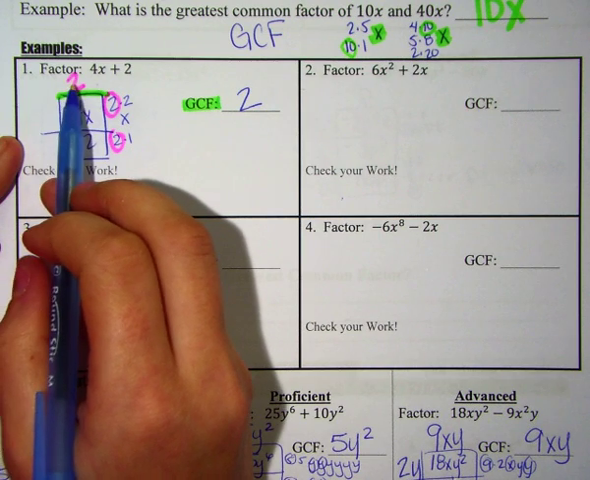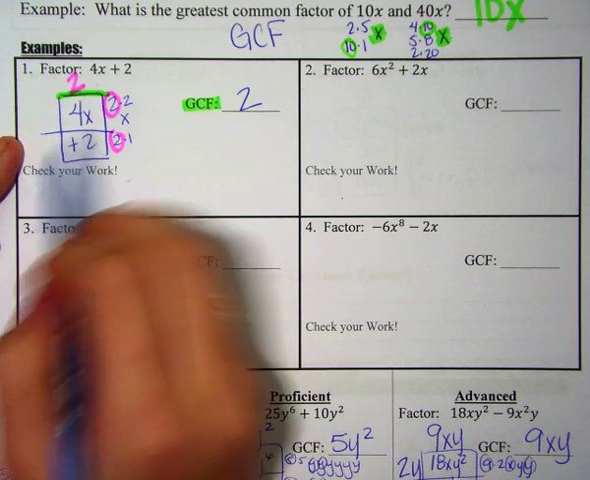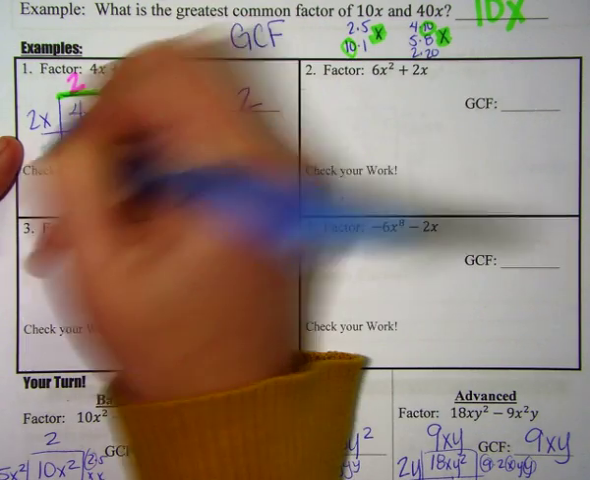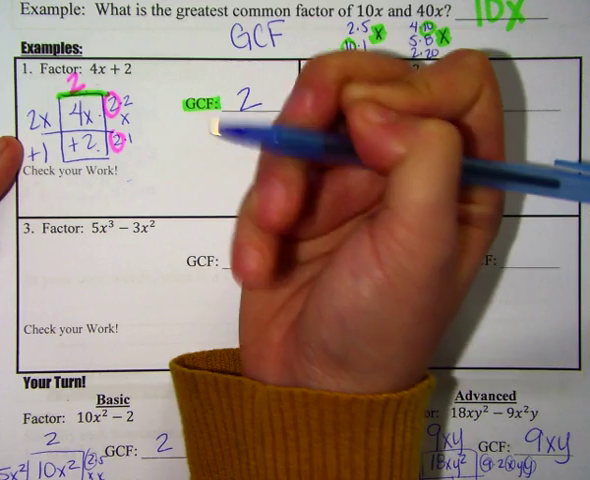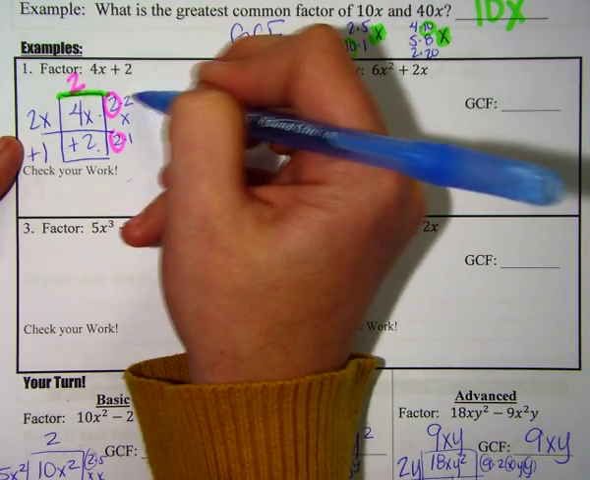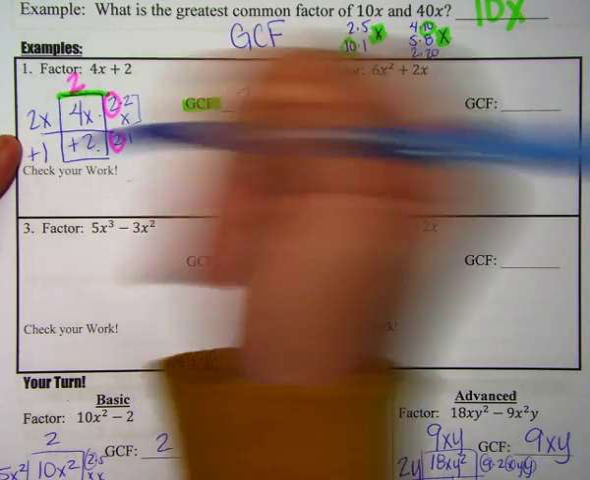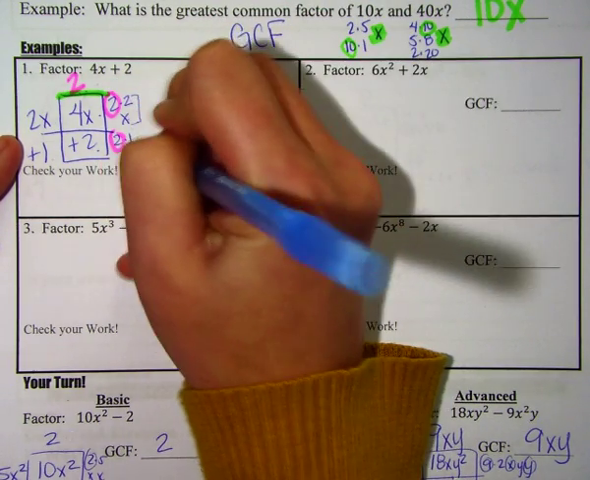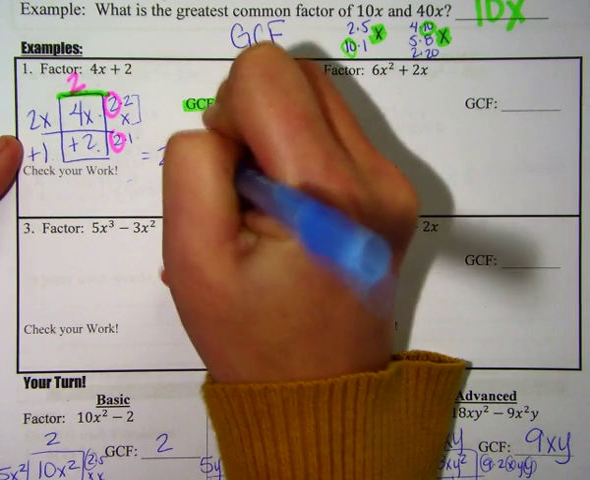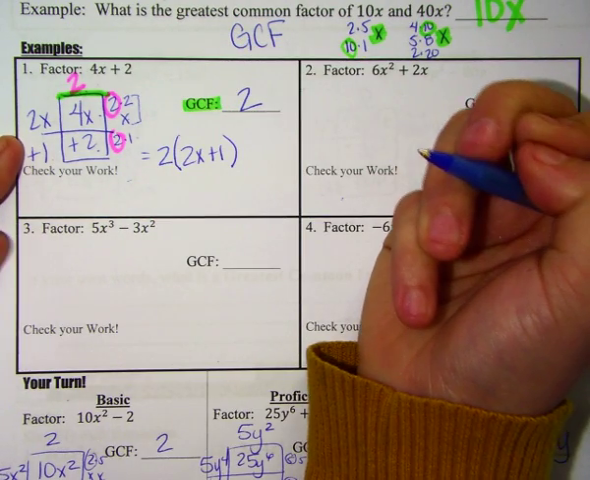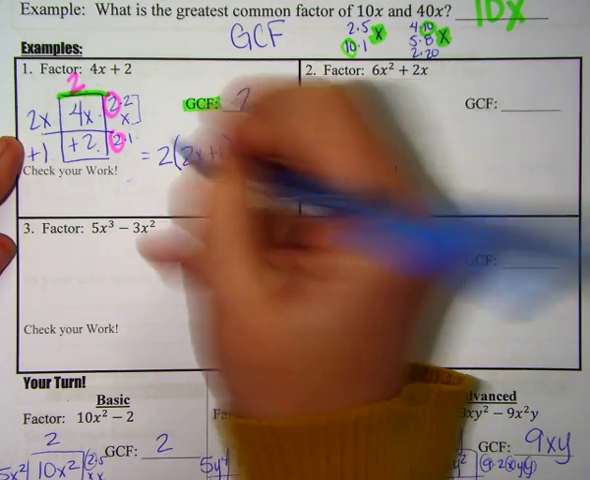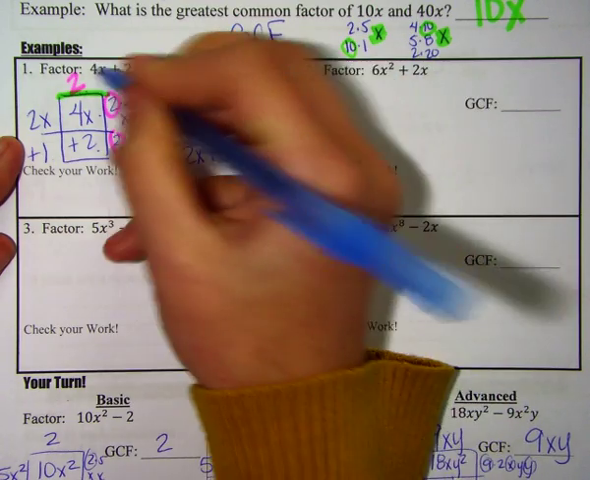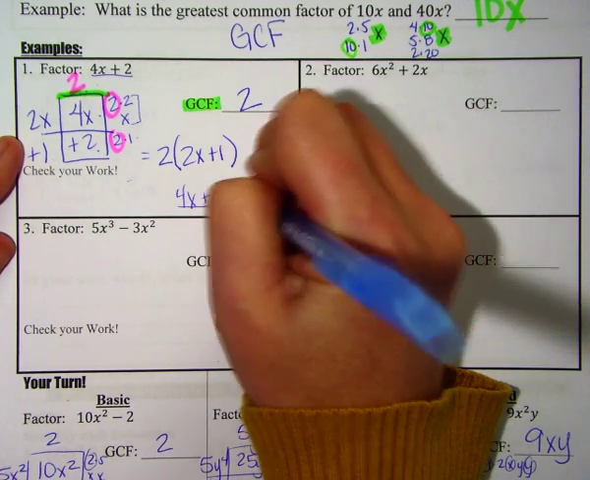But the factor has to be 2 times something. So that's where we figure this out. 2 times 2x would be 4x. And 2 times 1 would be 2. And if you notice, that's what's left: 2x and a 1. So the factor of this is 2 times the quantity 2x plus 1. To quickly check, we would distribute. That would be 4x plus 2. Does this equal that? Yes. So it's good.